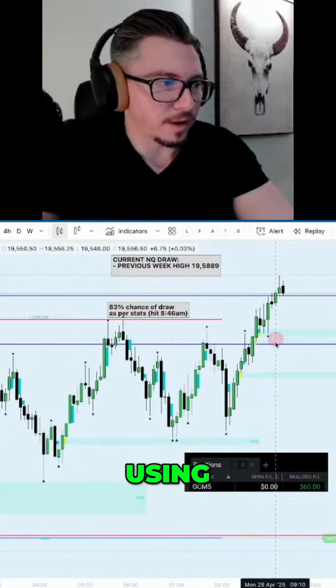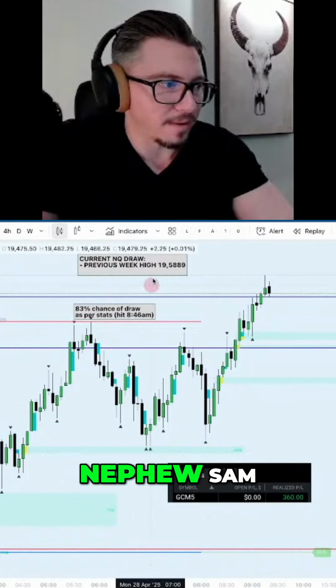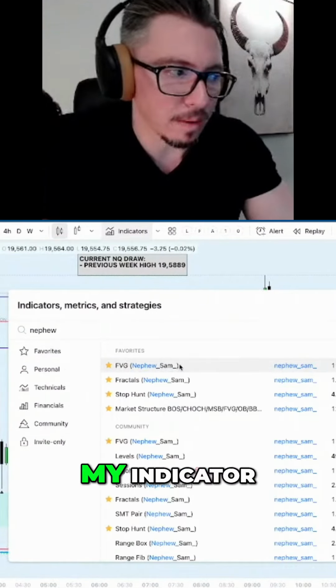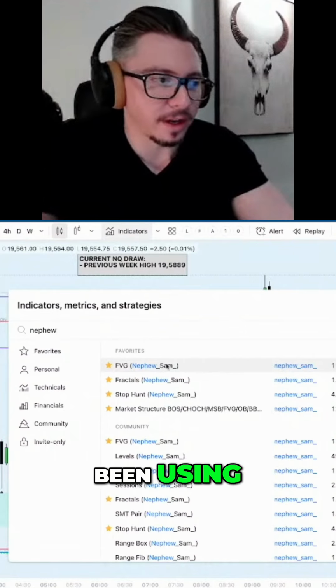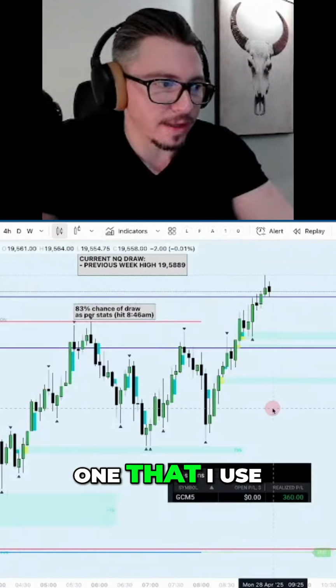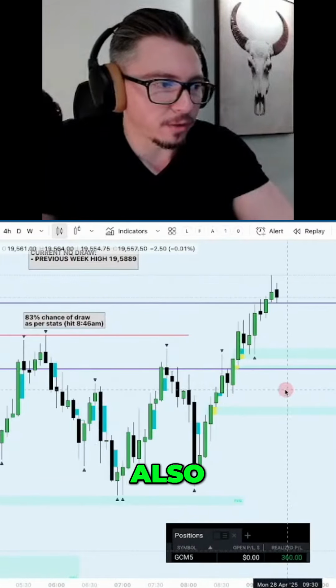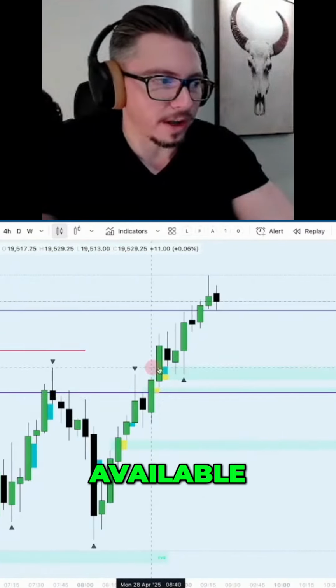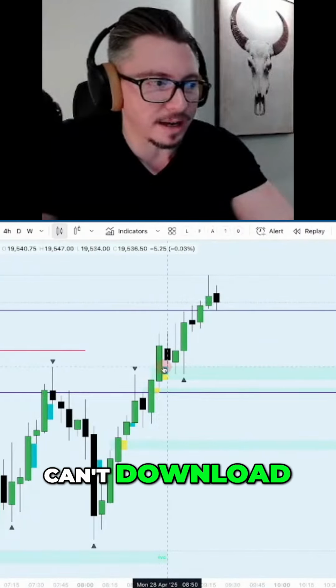And then I'm using the Fair Value Gap indicator by Nephew Sam. There is an integrated one in my indicator, but I've always been using FVG by Nephew Sam, and I really like it. So that's the third one that I use. And then I'm also using a dynamic imbalance indicator. This one is no longer available, so I can't even show it to you because you can't download it.